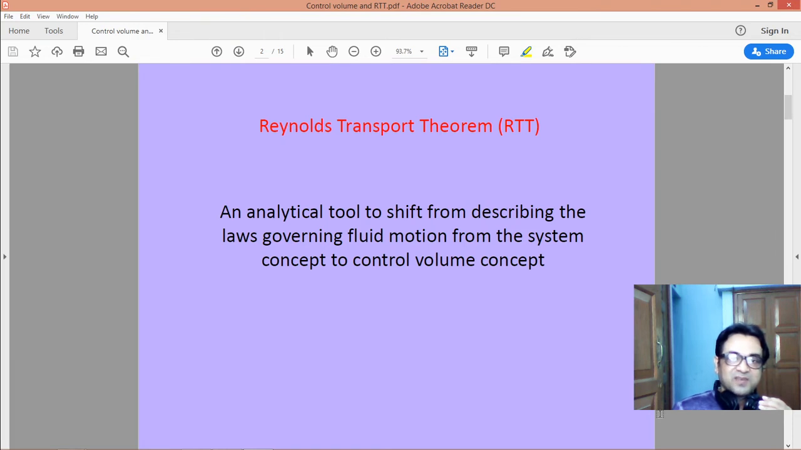But we have also discussed that for a fluid flow problem, the control volume approach is more preferable compared to the system approach. So these governing equations have to be rewritten for a control volume so that we can use them in the control volume approach. This is basically the objective of the Reynolds transport theorem.